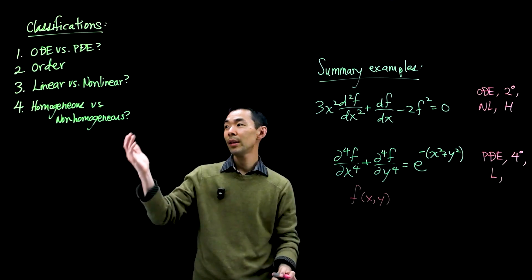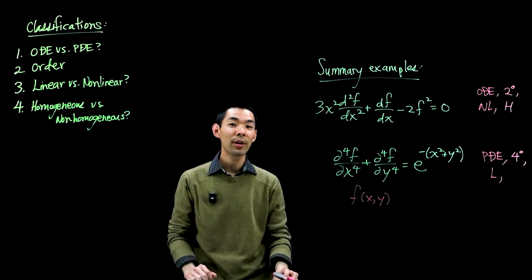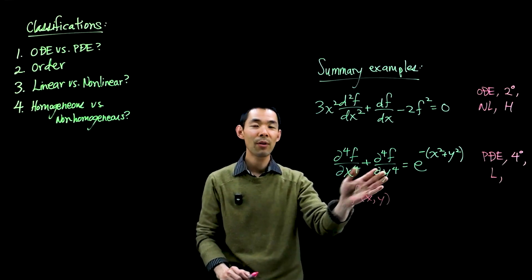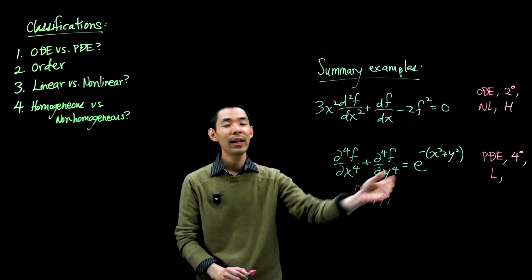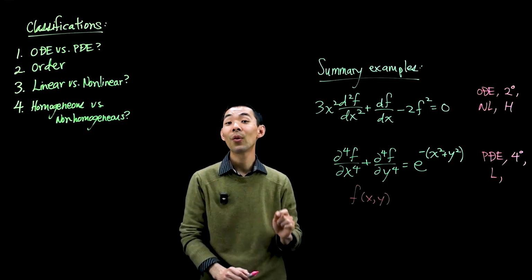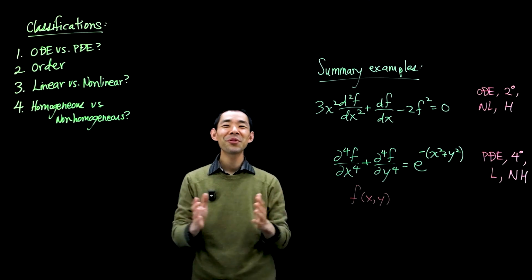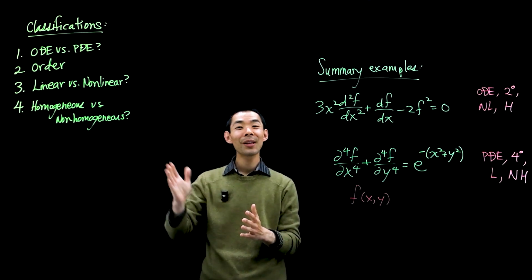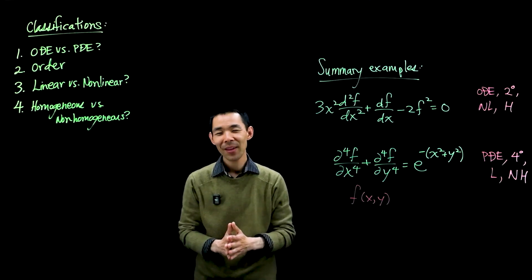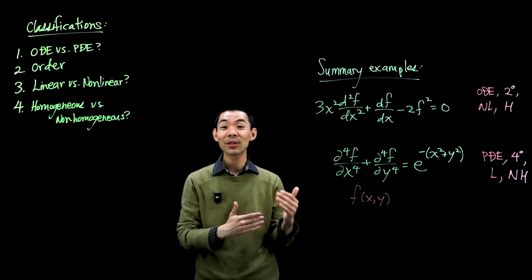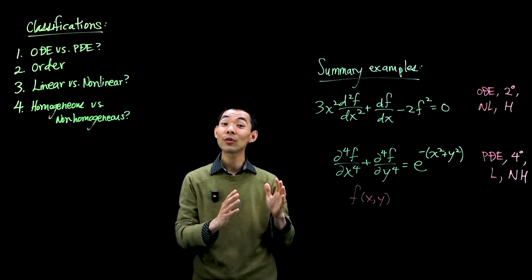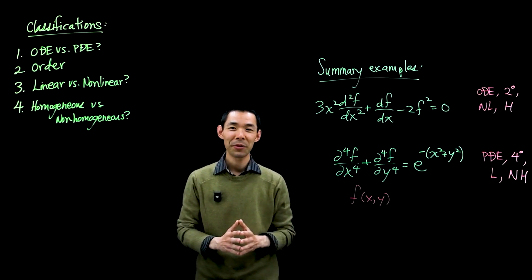And finally, is the equation homogeneous or not? You set f equal to 0, left-hand side is 0, the right-hand side non-zero, therefore it's non-homogeneous. Okay, I hope you understand the basic 4 rules of classifying differential equations. And with that, you're on your first step towards understanding how to solve that equation, or what tools you can use to solve that equation.